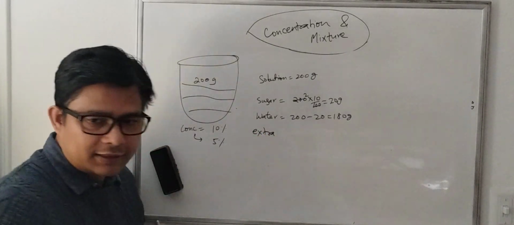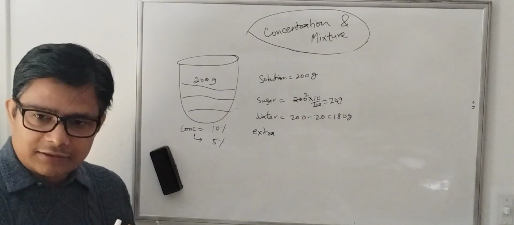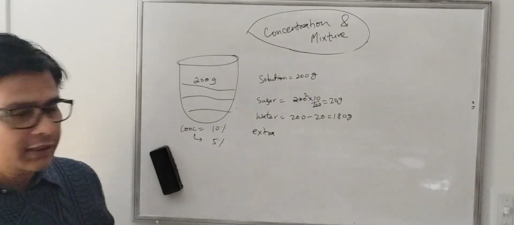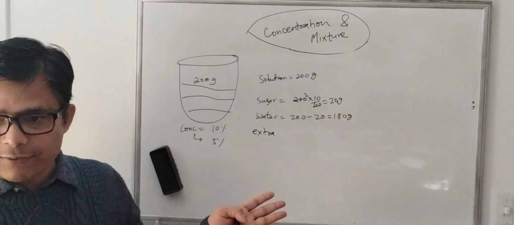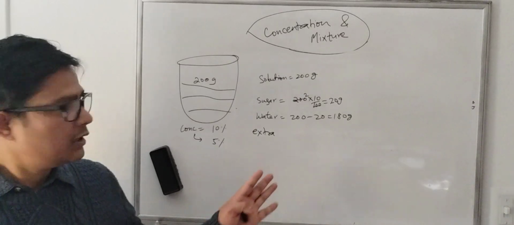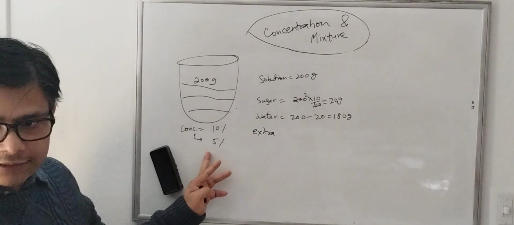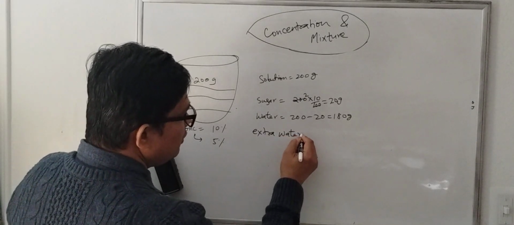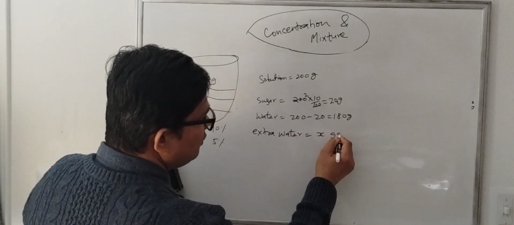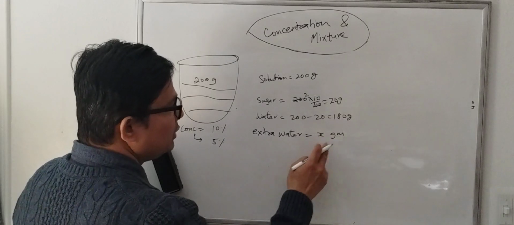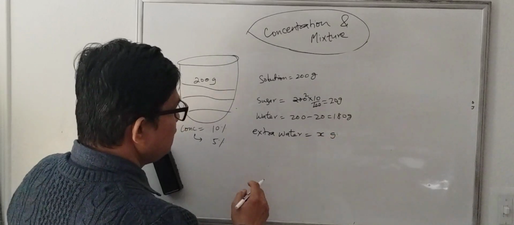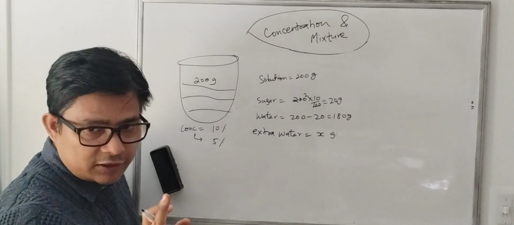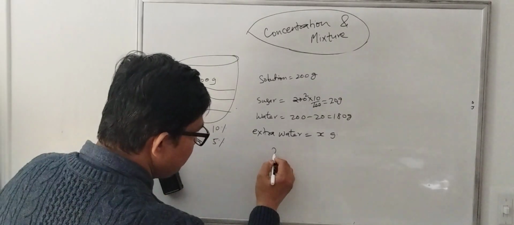Always remember, to increase concentration, add extra solute. To decrease the concentration, add extra solvent. Here in our case, solute is sugar and solvent is water. So since we are decreasing the concentration, we are going to add extra water. Let the extra water be X gram. So now sugar did not change because we did not add extra sugar. So sugar will remain the same.